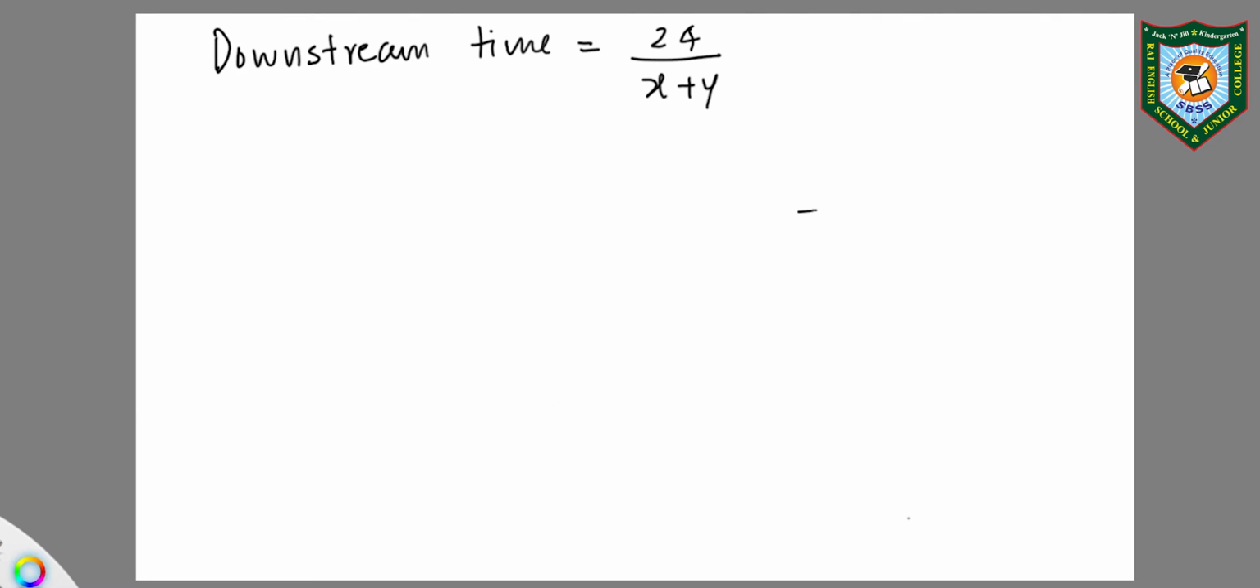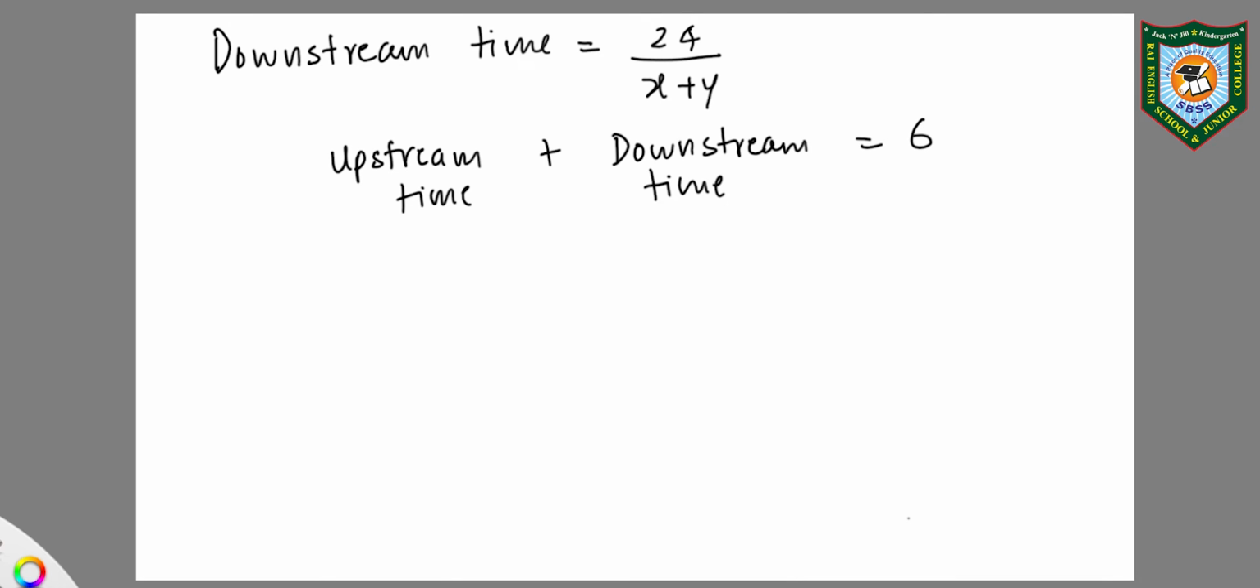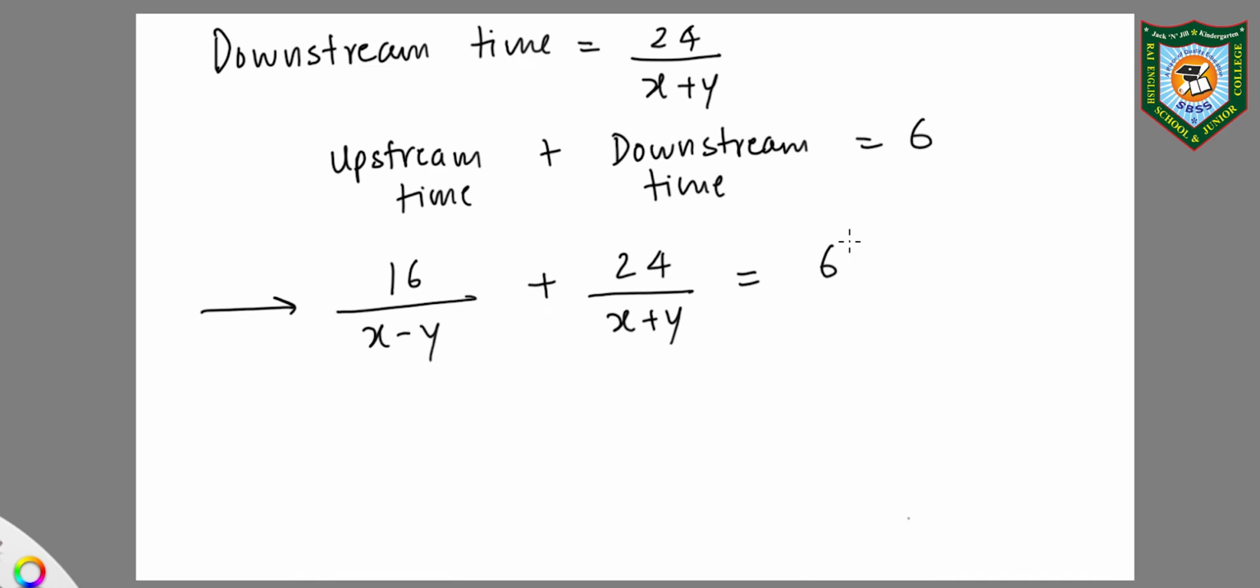So let's start writing. We have upstream time plus downstream time is equal to 6. Our upstream time is 16 divided by x minus y, and our downstream time is 24 divided by x plus y, which is equal to 6. This is my equation number 1.